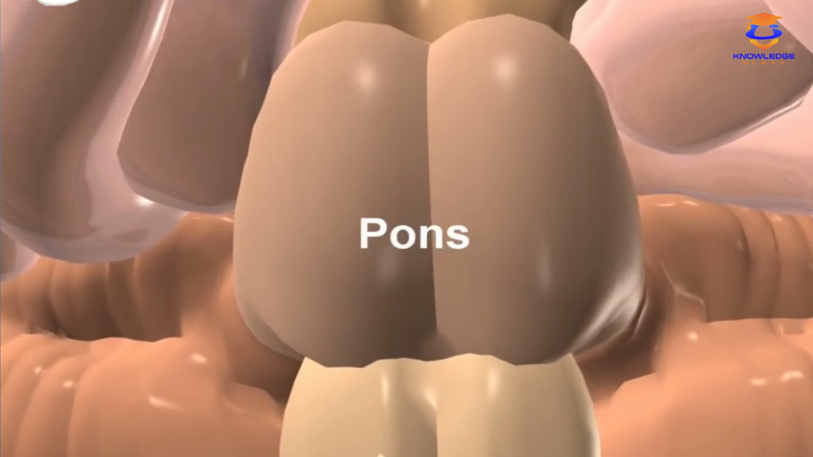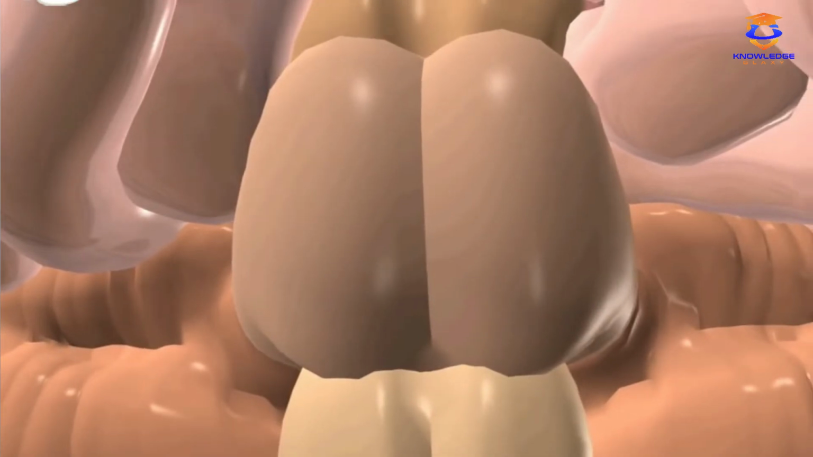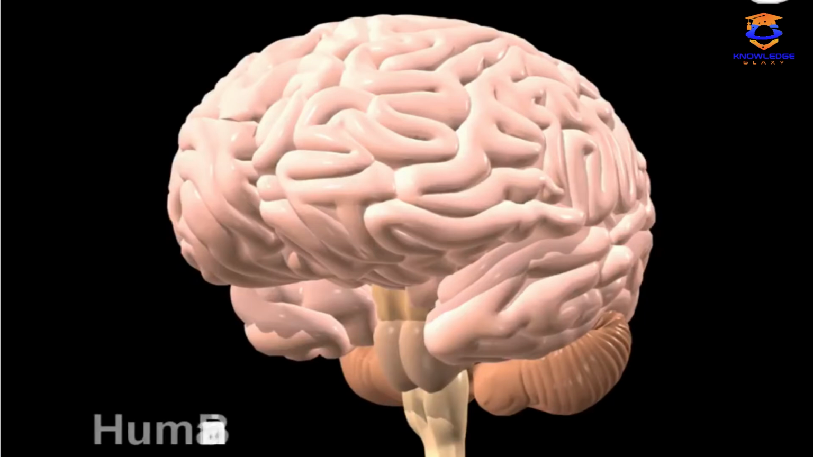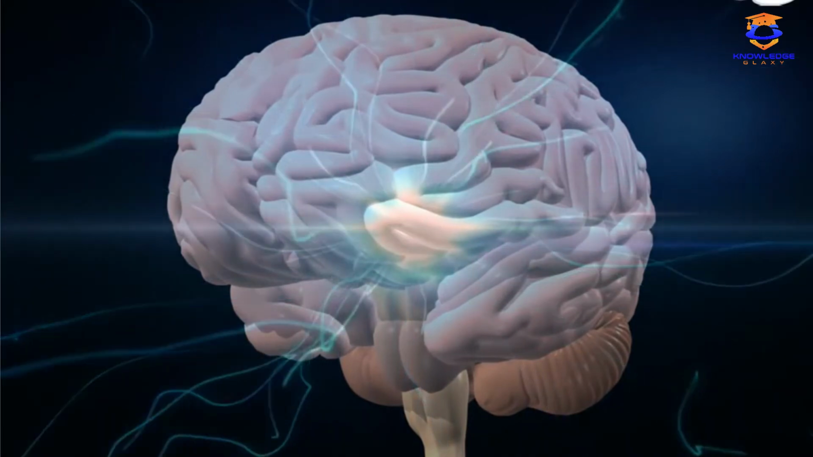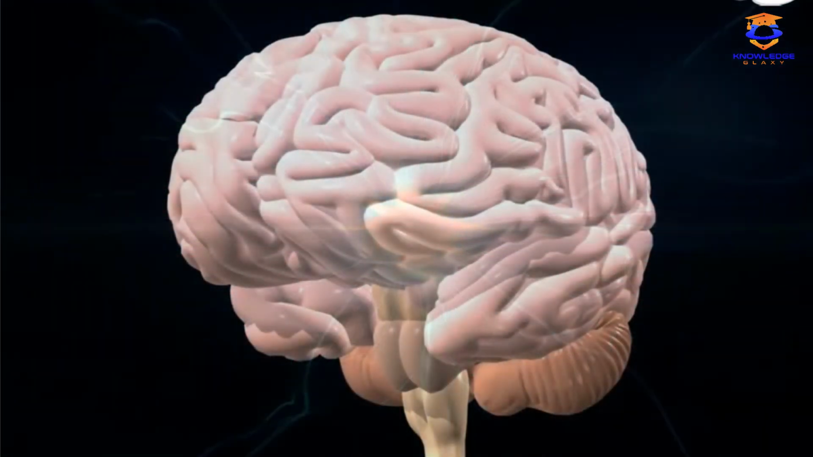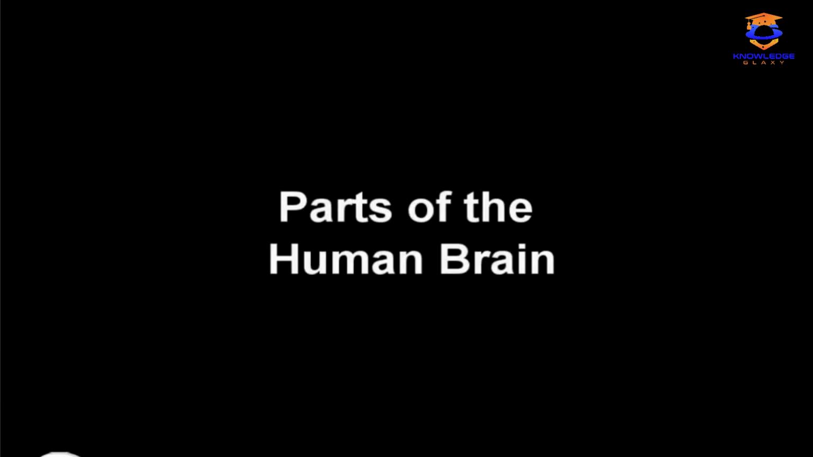Pons. Just above the medulla is the pons. It serves as a bridge between the brain and spinal cord. Centers in the pons are responsible for the rapid movement of our eyes, which occurs when we are asleep and dreaming. Other pons centers are involved in determining our cycle of being awake and being asleep.